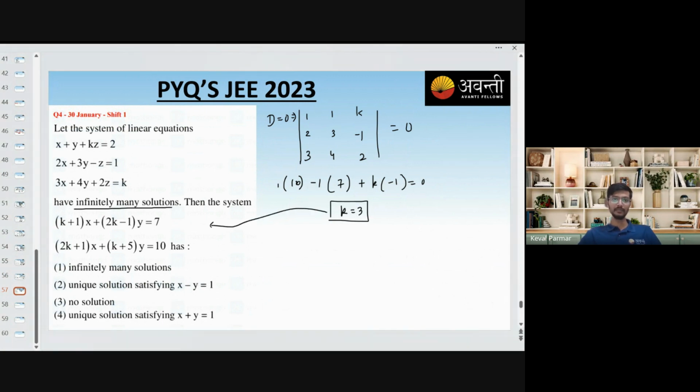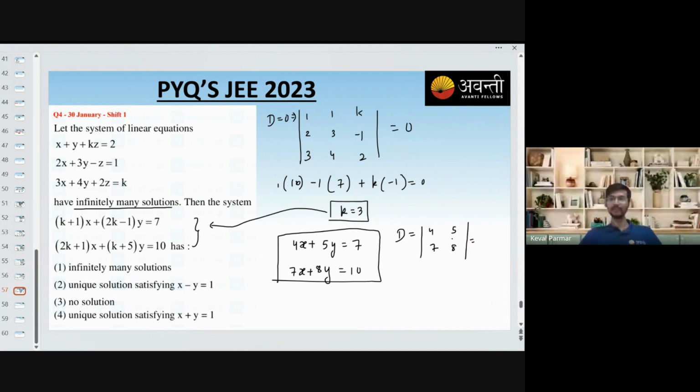Let us substitute the value here. If I substitute the value here, what I'll get? 4x plus 3 into (6 minus 1), 5y equals to 7. And 6 plus 1, 7x plus 8y equals to 10. Now this system, you can see, doesn't have infinitely many solutions. It will have a unique solution. You can clearly find the value. Why, guys? Because determinant D, which will be 4, 5, 7 and 8: 32 minus 35 is not equal to 0. It will have a unique solution.